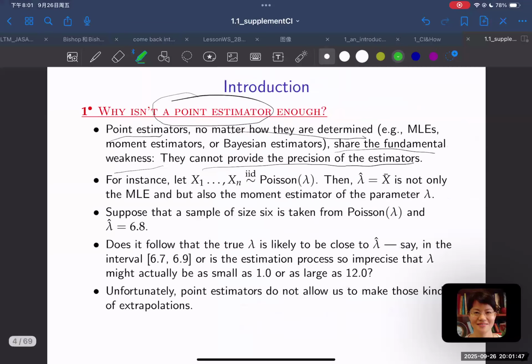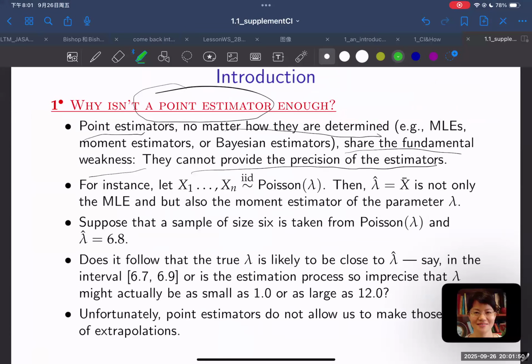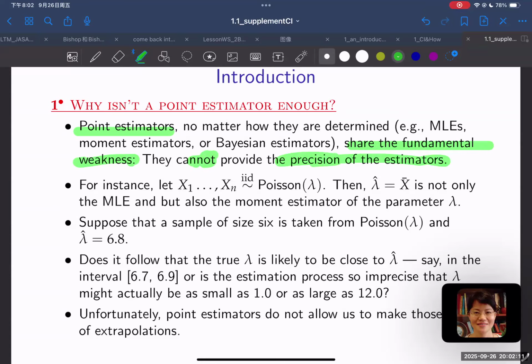Here quickly, let's go through why a point estimator isn't enough. That means why do we introduce the confidence interval? The reason is that if you use the point estimator, it shows a fundamental weakness: it does not provide the precision of the estimator. So the confidence interval can provide the precision of the estimator because you can see the width or the length of the interval. The narrower or smaller, that means more precise. So this is the first thing.